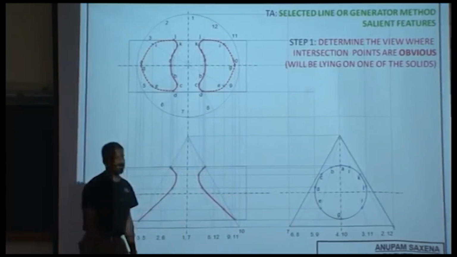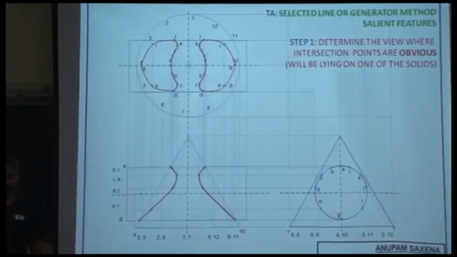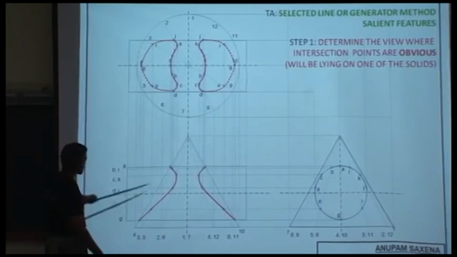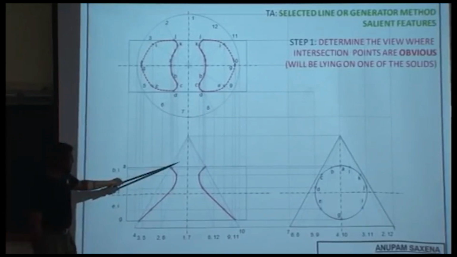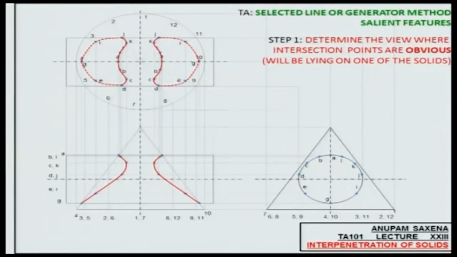So once you've figured that out, the next thing you would do is generate a bunch of lines that would represent the surface of the other solid. Okay? And that's the reason for the name, the generator method or the select line method. Step 2, use generators to represent the other solid.